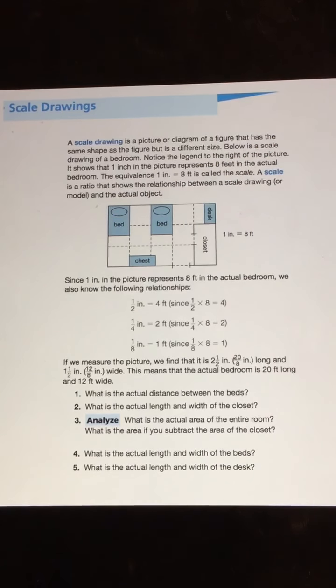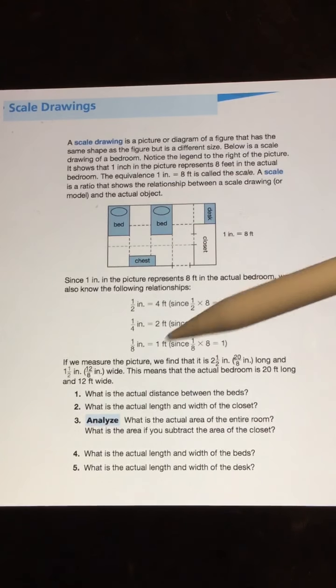When we are looking at our measurements of our picture, if we measure the picture, we find that it is 2.5 inches long and 1.5 inches wide. So that means 20/8 inches by 12/8 inches. This means that the actual bedroom is 20 feet long and 12 feet wide, just as we just talked about. So when we go to answer our questions, we need to use that information.